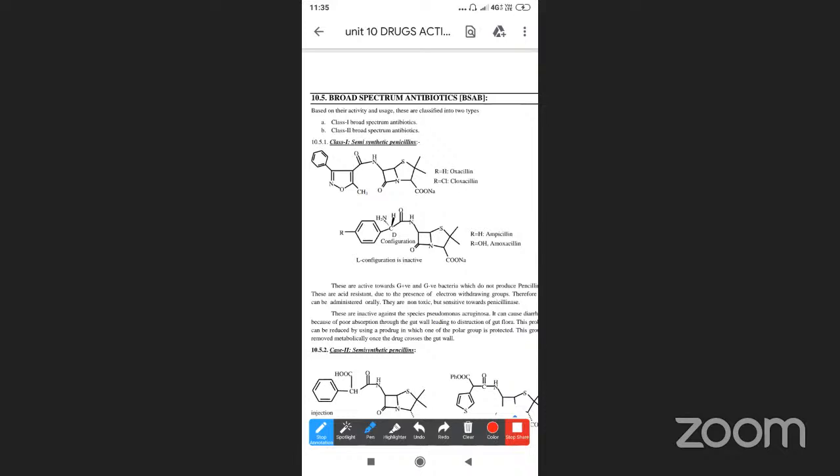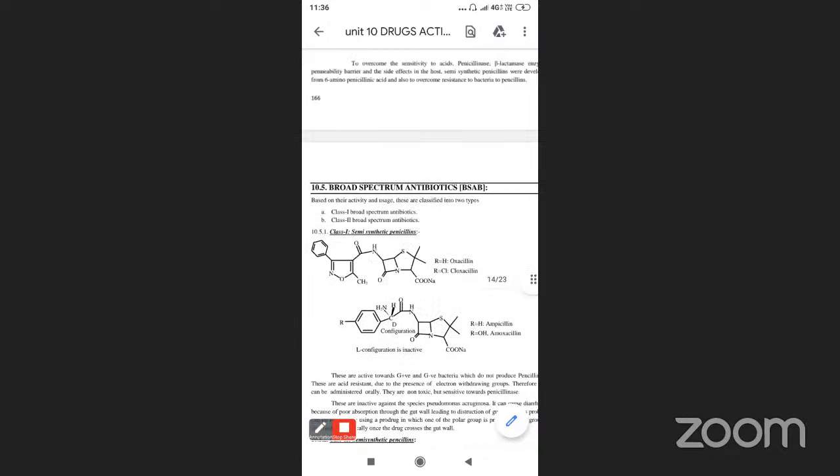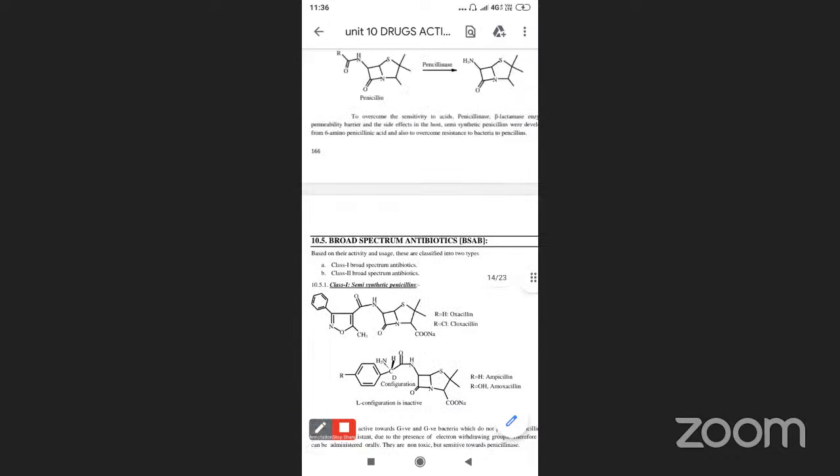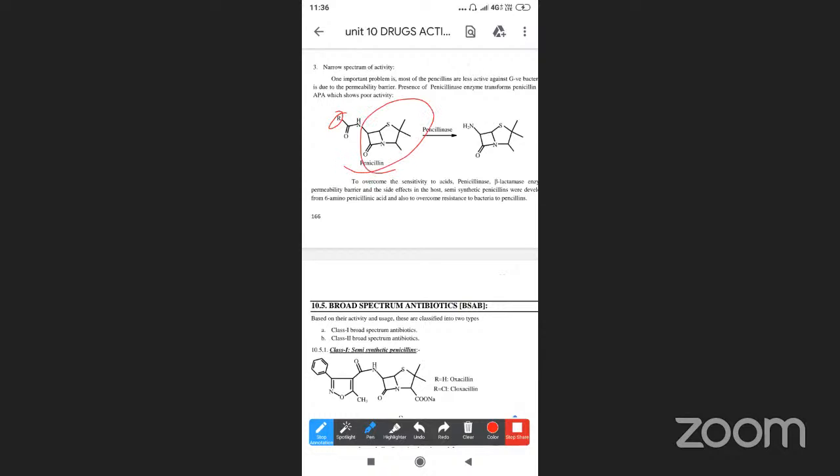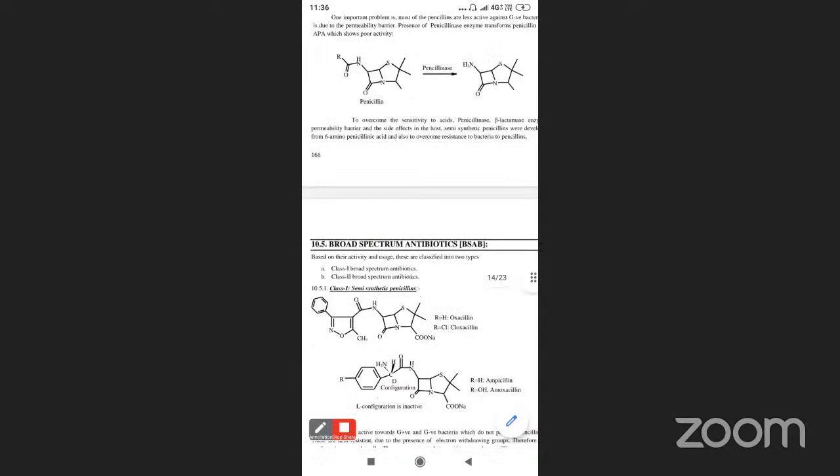So in the class 1 semi-synthetic penicillins, we have two compounds here. So here the core, right? This is the core structure here, and we are varying the R group. We are changing the R group here. So in place of R, okay.